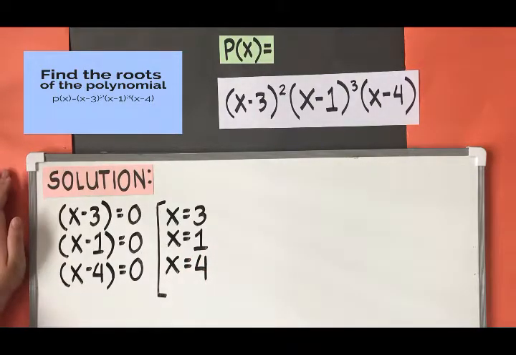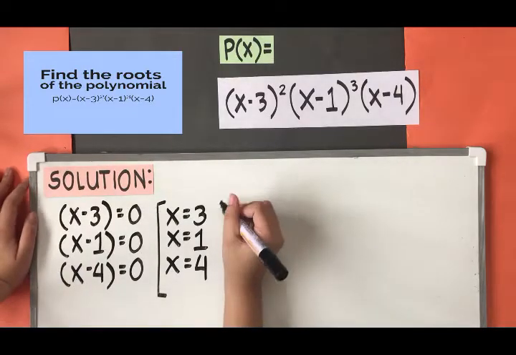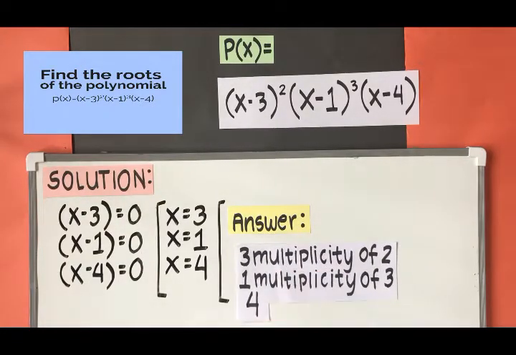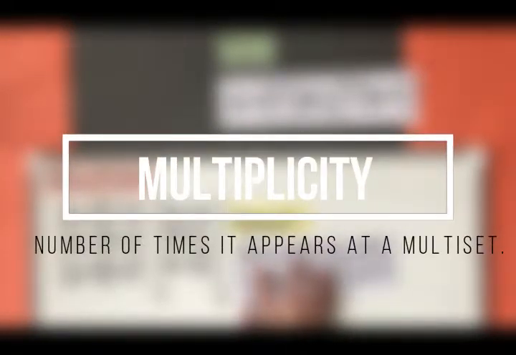Remember that degrees are basically the multiplicities. So we get 3 with multiplicity of 2, negative 2 with multiplicity of 3, and negative 1. Remember that the multiplicities are basically the degree of the x values.